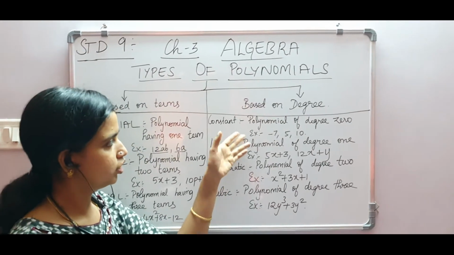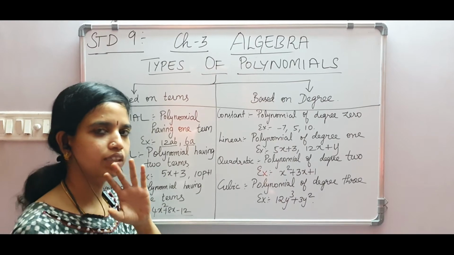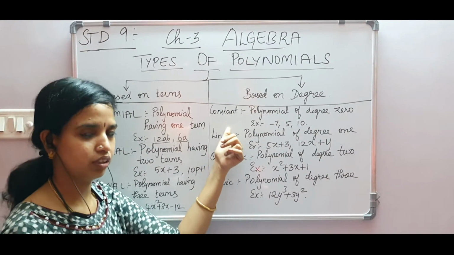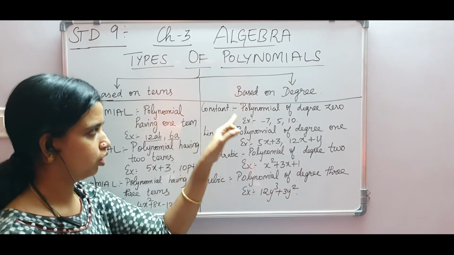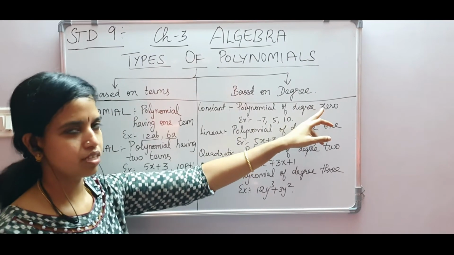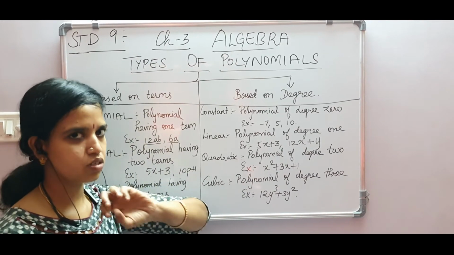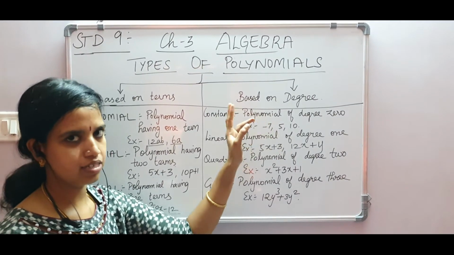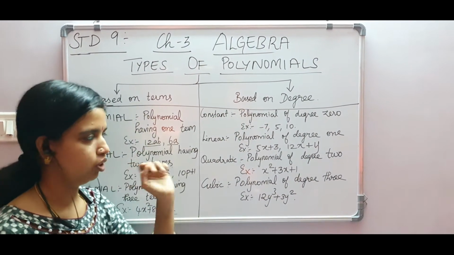So in your algebraic expression, if you are having only a constant term, with no other variable term, then those types of polynomial are called constant polynomial. The name itself you can predict: constant polynomial means polynomial of degree 0. Why are we saying degree 0? Always in a constant term your degree will be 0. There is no variable in that term. So you will have degree as 0 only. So those types of polynomial are called constant polynomial.